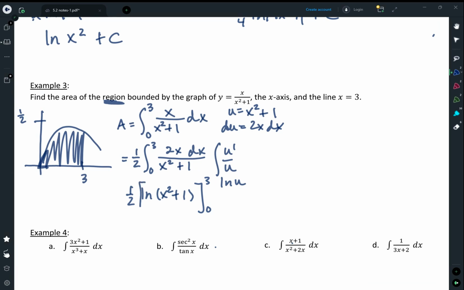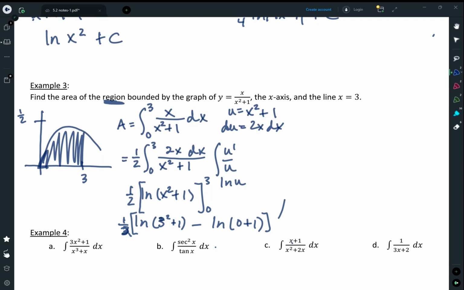So I think I'm going to evaluate and then multiply by the 1/2. So this is going to be 1/2 times the natural log of 3 squared plus 1, minus the natural log of 0 plus 1.